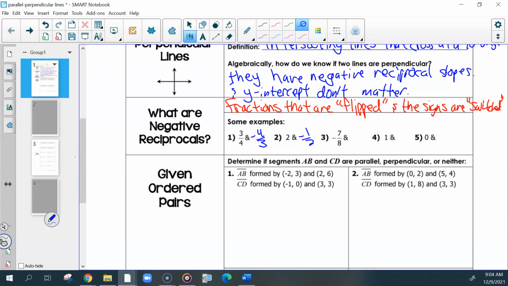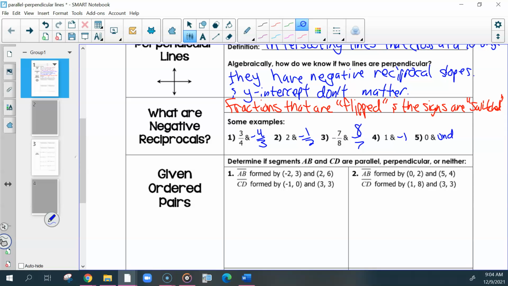The negative reciprocal of negative 7/8? Positive 8/7, because it's already negative, so we make the other one positive. Only one side has to be negative. Correct. For 1, what is the negative reciprocal? Negative 1. And then the negative reciprocal of 0? Undefined. It's undefined.